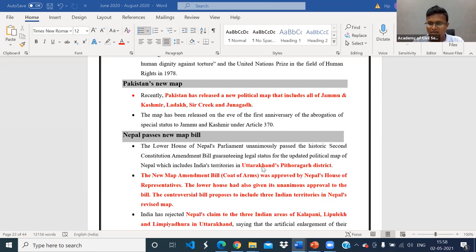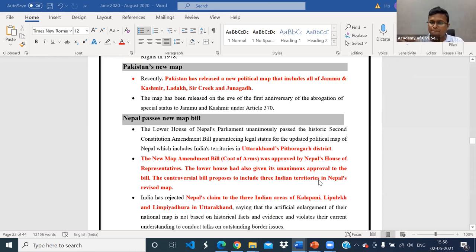In that map bill, Nepal has included the Pithoragarh district of Uttarakhand as a part of Nepal. Then this area will also be coming in the news because of the Nepal bill. Nepal map bill became controversial.